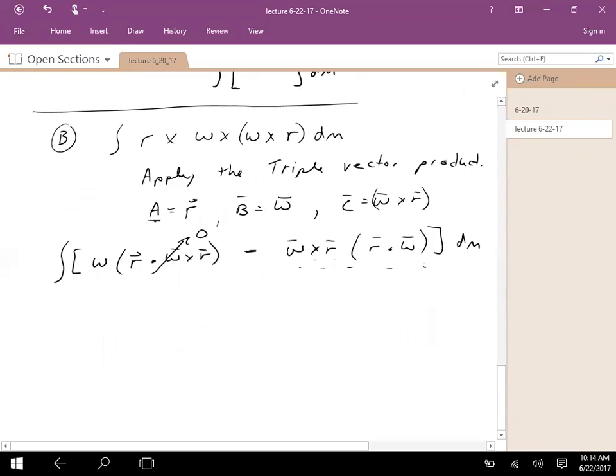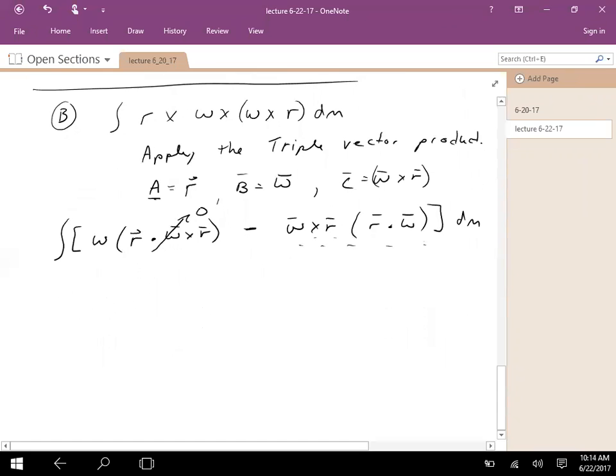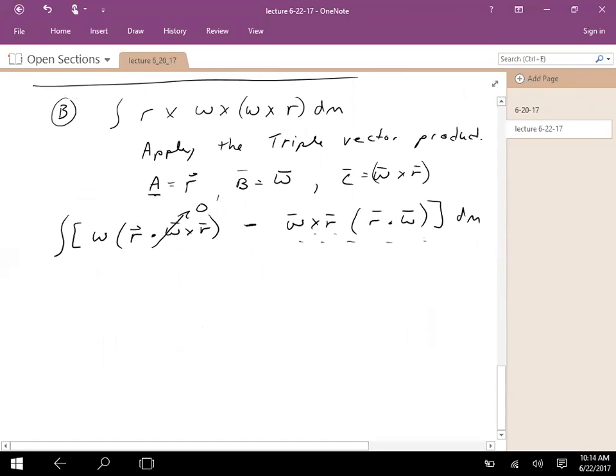Now, this is the point where I have no idea if this is the road they were going down. The derivation we use, I don't know how he derived it, but let's just pretend he did it this way. So we now get the integral of negative omega crossed with R times R dotted with omega, and I can pull the omega out.